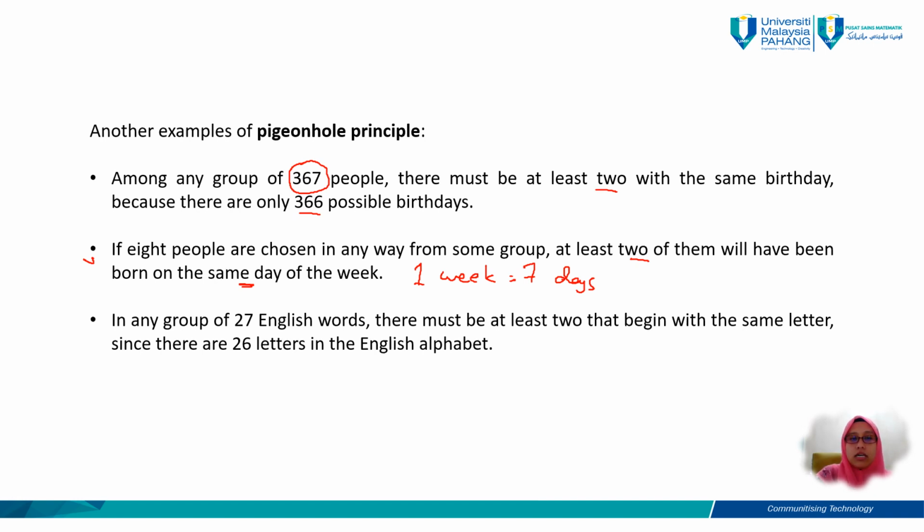How about example number 3? In any group of 27 English words, there must be at least 2 that begin with the same letter since there are 26 letters in the English alphabet. This is exactly like the previous one. We know A until Z, we have 26. So since we have 27 English words, we have at least 2 words that begin with the same letter.